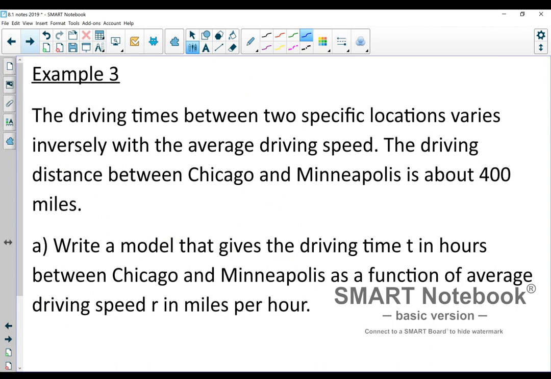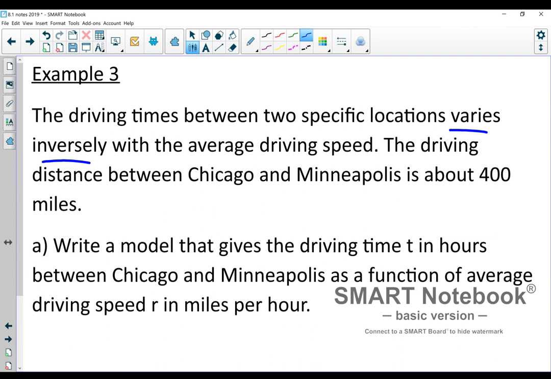All right, the dreaded word problem. The driving times between two specific locations varies inversely with driving speed. So let's think about what varies inversely means here. The driving times vary inversely with speed. So that means if I drive faster, it will take me less time. So that's what inversely really means. When you increase one, the other one decreases.